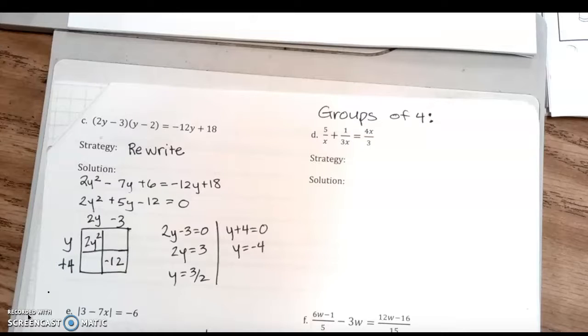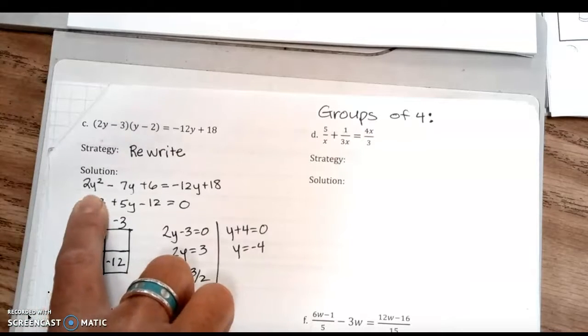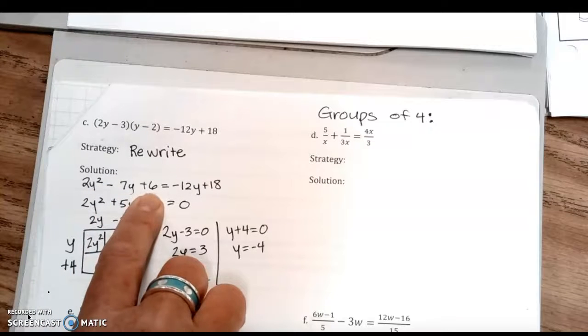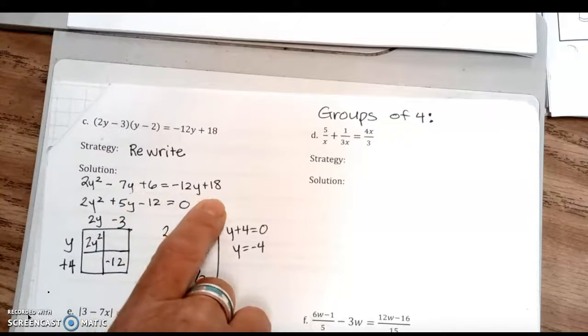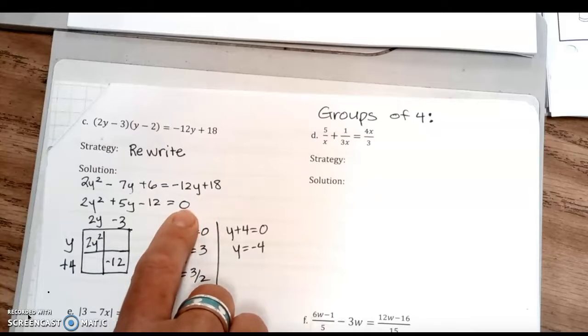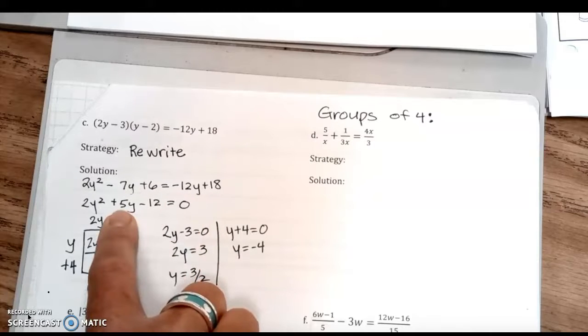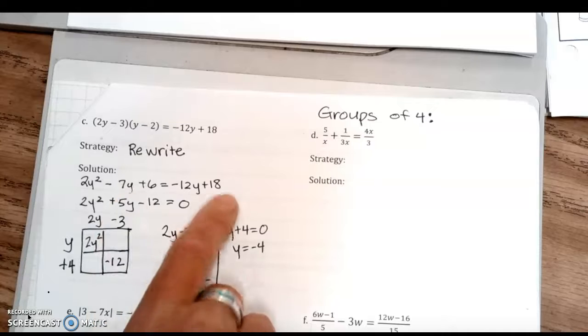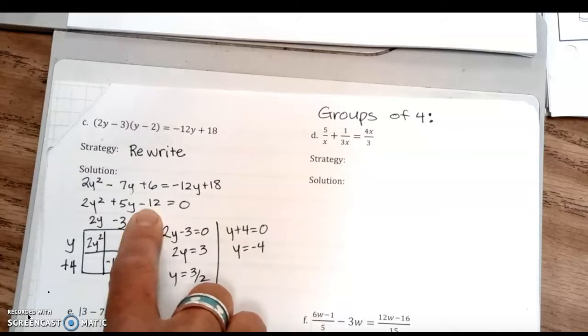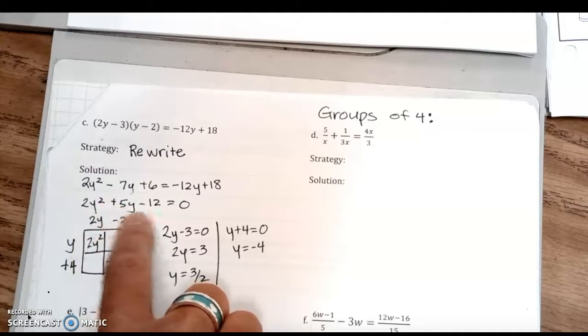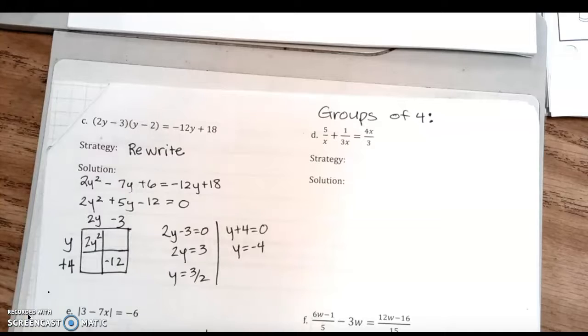Okay. So what did I do? I FOILed here. I multiplied first, outside, inside, last to get 2y squared minus 7y plus 6. Left that equal to negative 12y plus 18. Then to set it equal to 0, I added 12y to both sides and subtracted 18 from both sides. That gave me the new equation 2y squared plus 5y minus 12 equals 0.